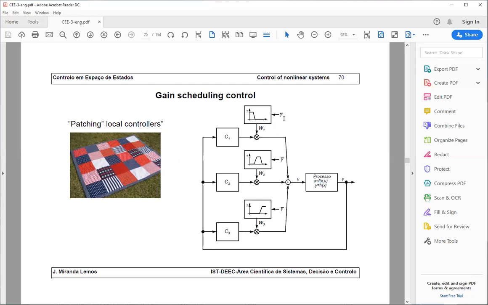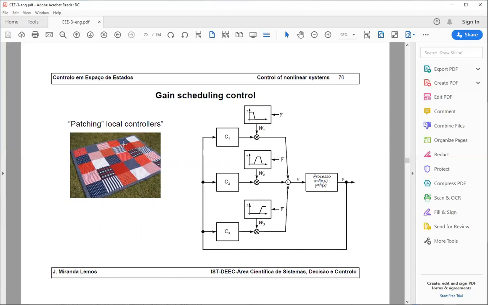Okay? So this controller will be active only when y is small. Similarly, C2 will be active for a mid-range of the values of the output, and C3 for high range. If you are between low range values and mid range, then you have a linear combination of the outputs of both these controllers applied to the system. So these weights are a kind of glue that stacks together the different controllers.